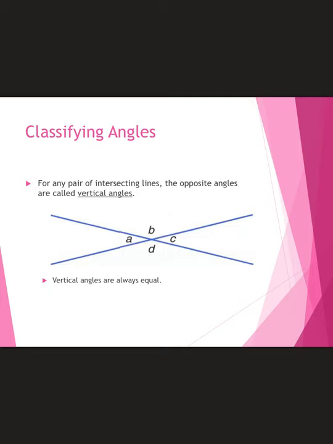For any pair of intersecting lines, the opposite angles are called vertical angles. Vertical angles are always equal. So this means that angle A is equal to angle C, and angle B is equal to angle D.